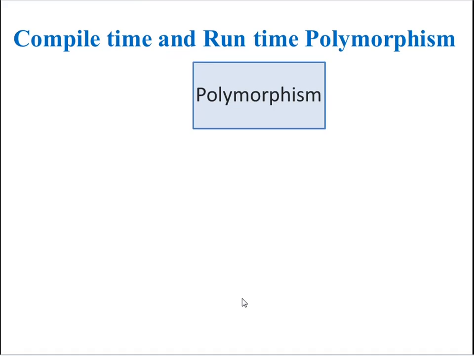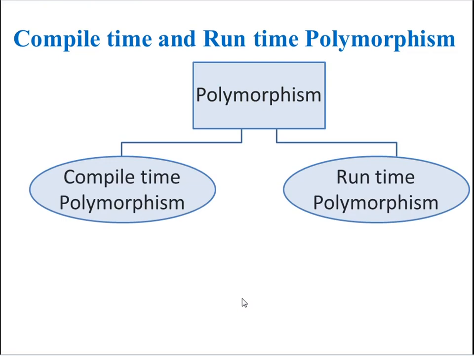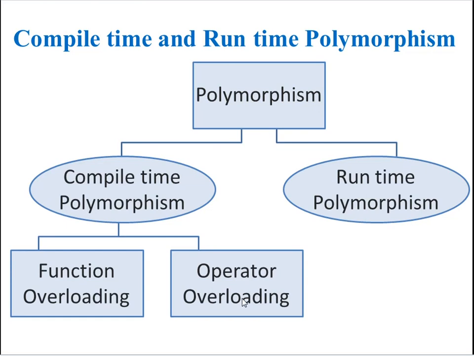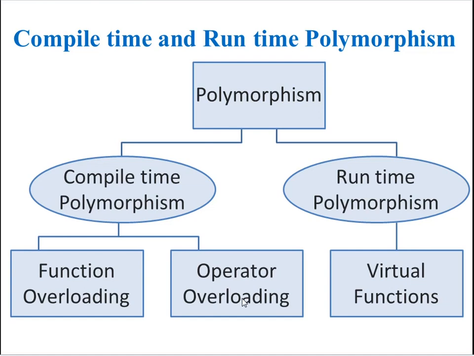Before going to details of the virtual function, we must know polymorphism and types of polymorphism. Polymorphism means many forms. There are two types of polymorphism: one is compile time polymorphism and the other is runtime polymorphism. Compile time polymorphism happens through function overloading and operator overloading, and runtime polymorphism happens through the virtual function.